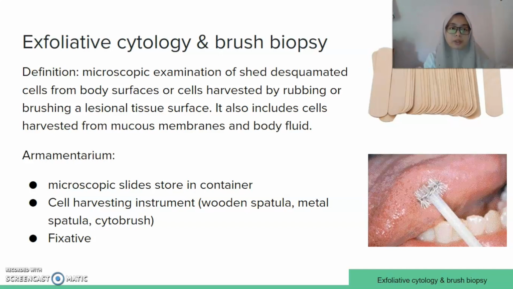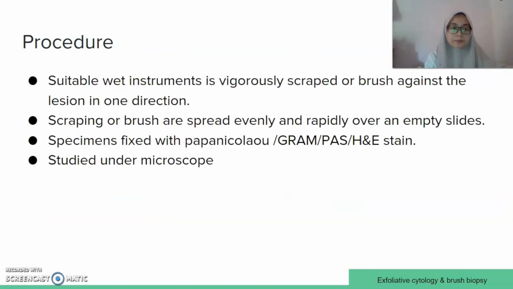The armamentarium for this biopsy requires microscopic slides stored in a container, a cell harvesting instrument such as a wooden spatula, metal spatula, and cytobrush, and it also requires fixative such as Pap stain, Gram staining, and others.